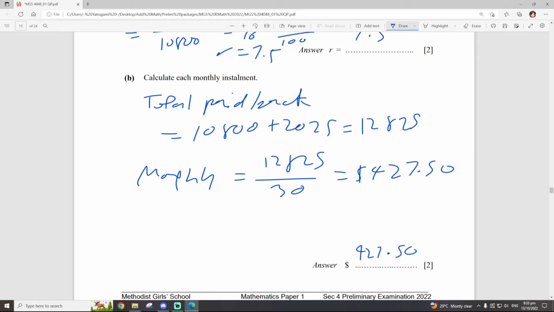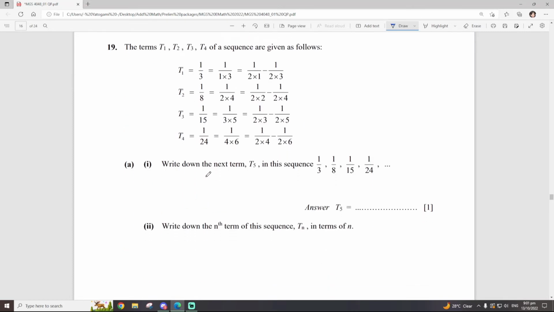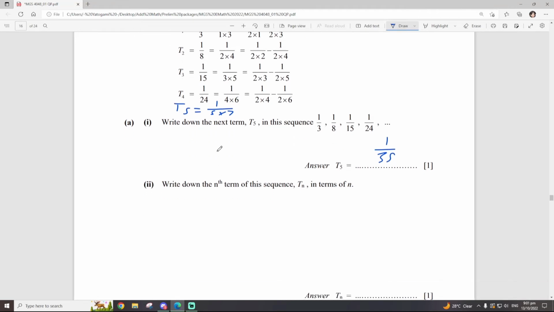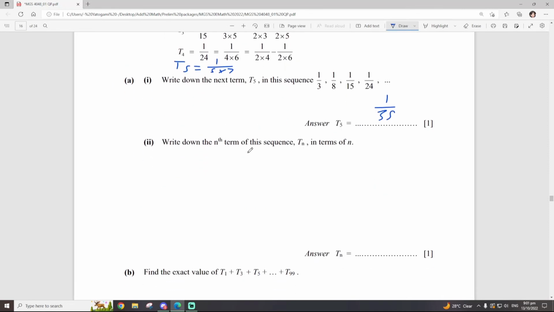Okay. The terms T1, T2, T3, T4 of a sequence are given as follows. Write down the next term T5. Okay. So term 5, so we see that it's like a product of two consecutive numbers. So we see T5 is 1 over 5 times 7, which is 1 over 35. Okay. Write down the nth term in terms of n. We see 4 times 6, 3 times 5, 2 times 4, 1 times 3. So it seems to be Tn is 1 over n times n plus 2, right?